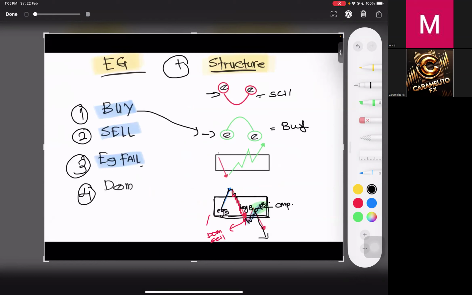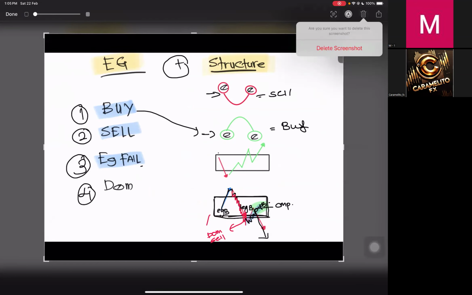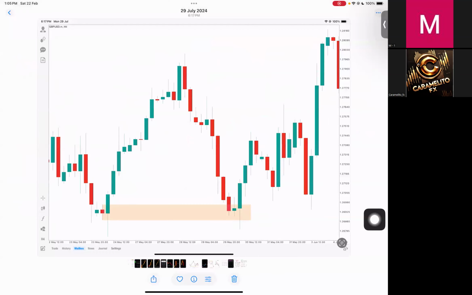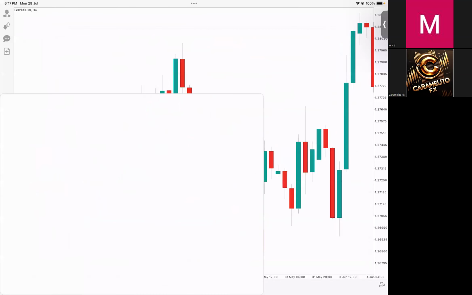Okay, cool. All right, so you just need to remember these 4: engulfing buy, engulfing sell, EF dominant, engulf to engulf, engulf to engulf sell, engulf to engulf buy, engulfing fail buy, engulfing fail sell. Okay, first I'll give you an example. This one. What structure is this? Can you tell me?